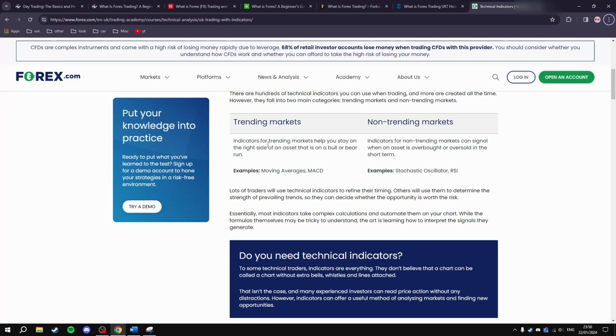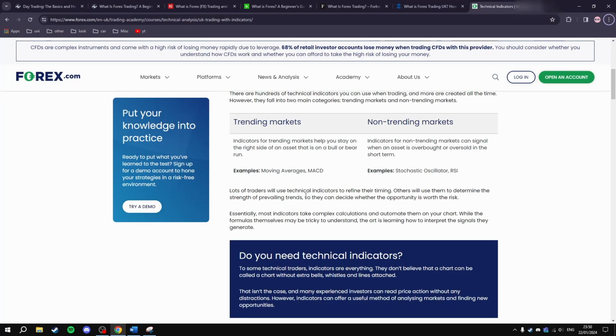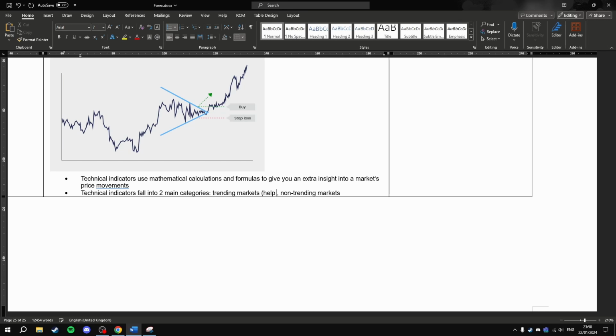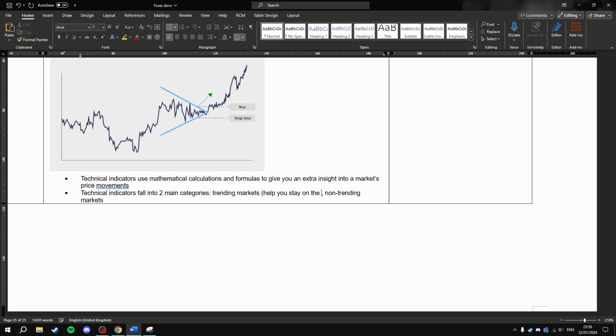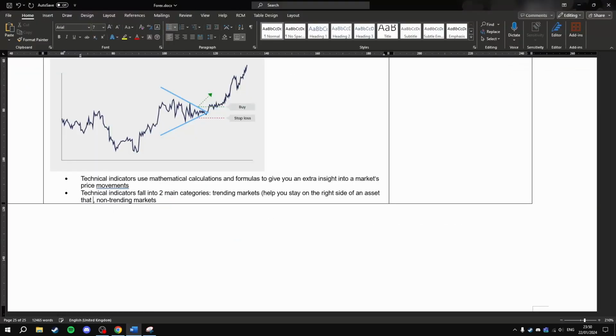Trending markets. Indicators for trending markets help you stay on the right side of an asset that is on a bull or bear run.